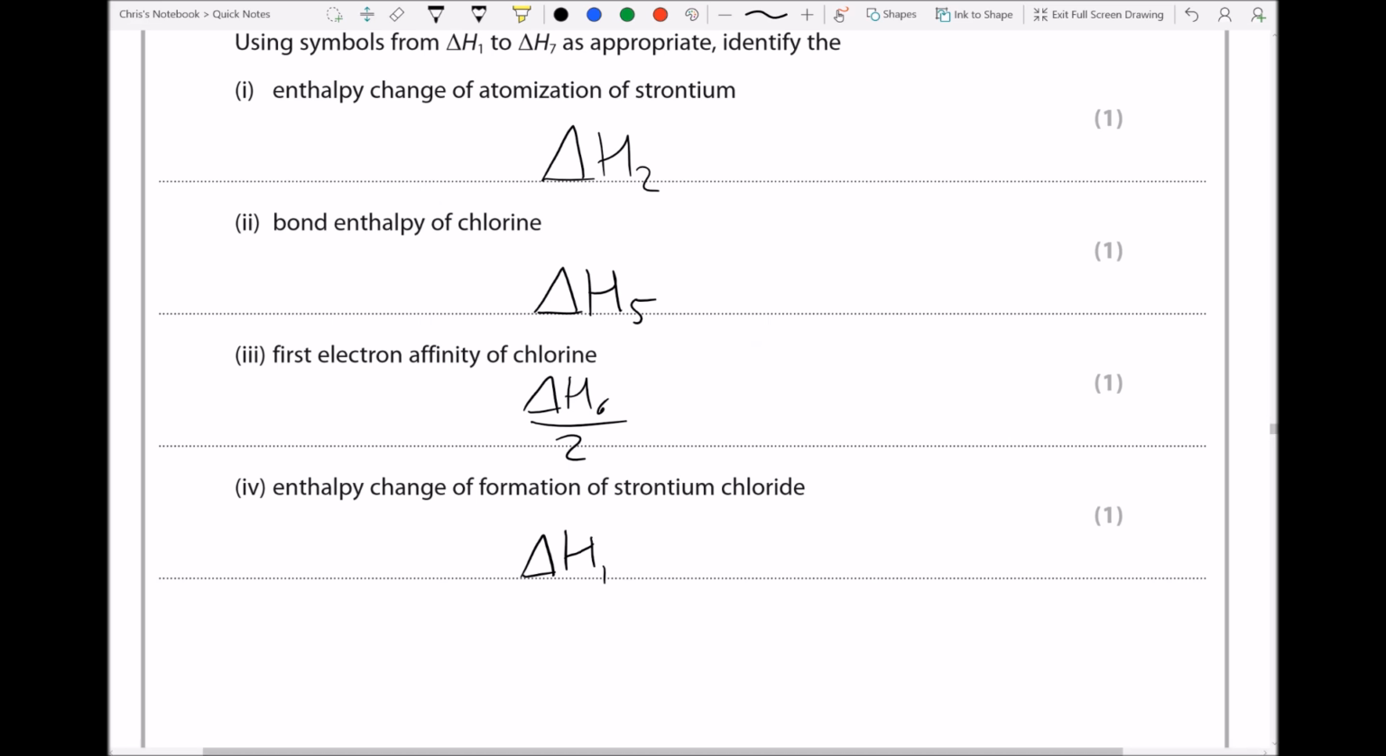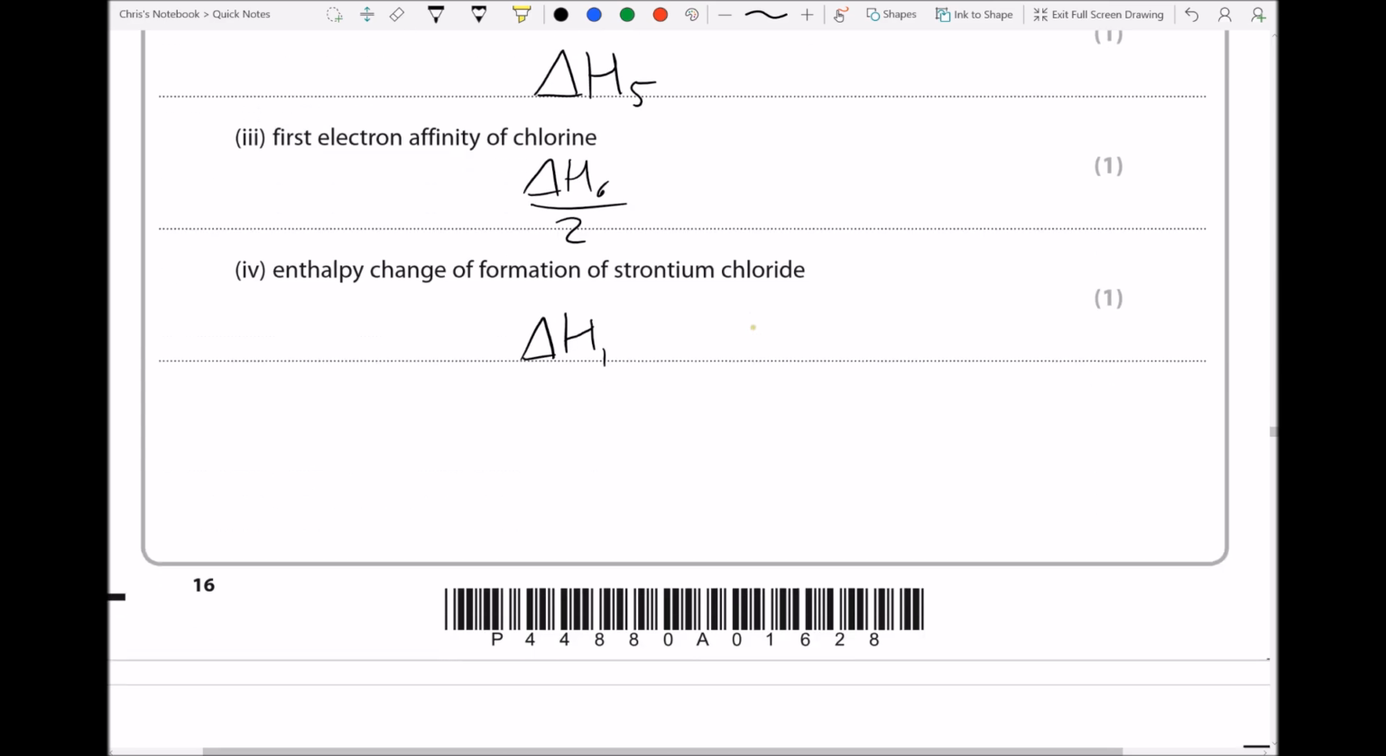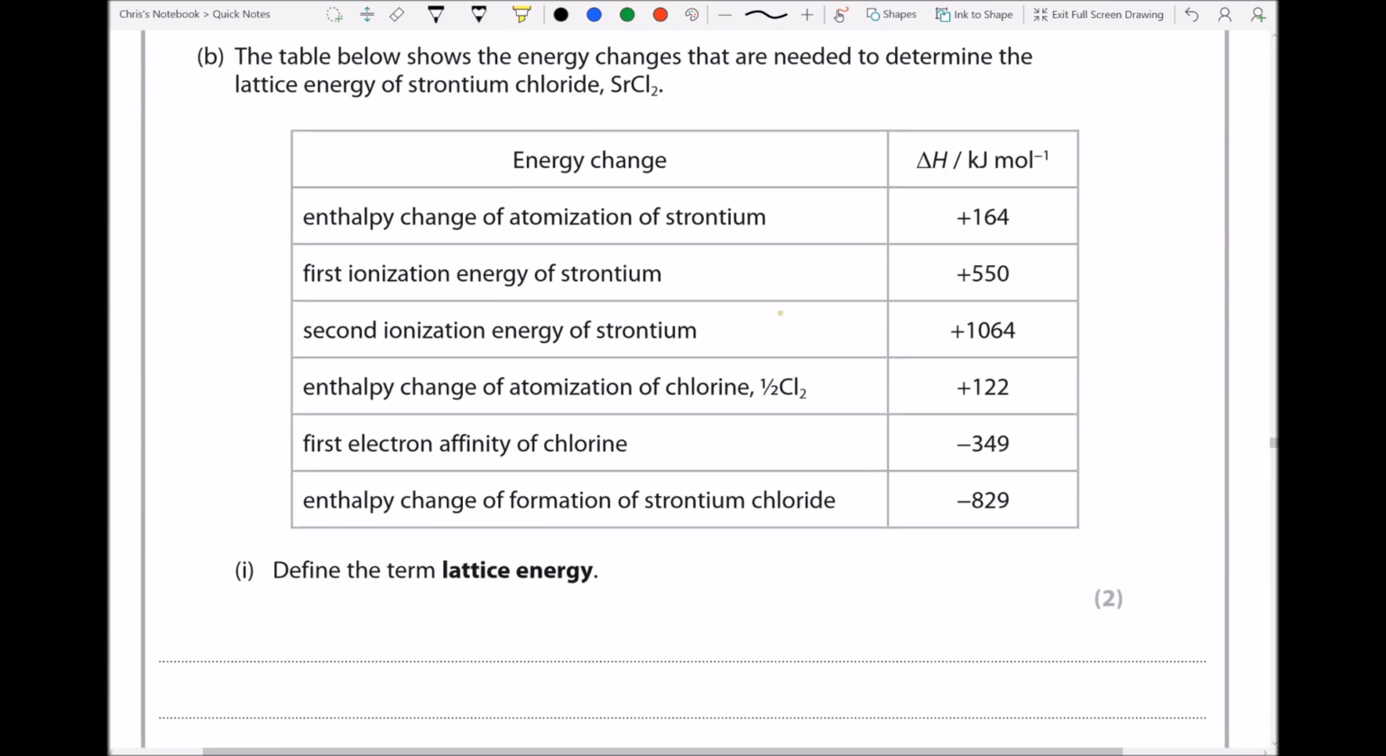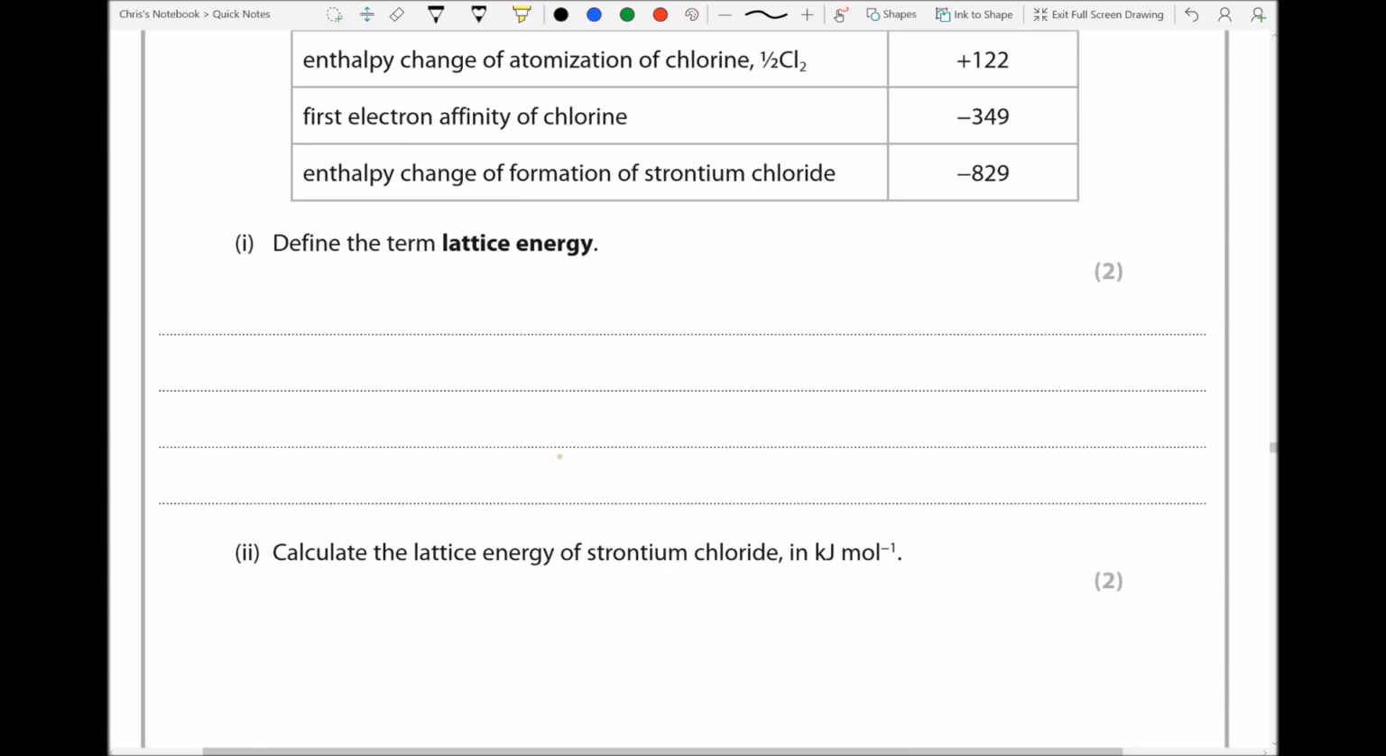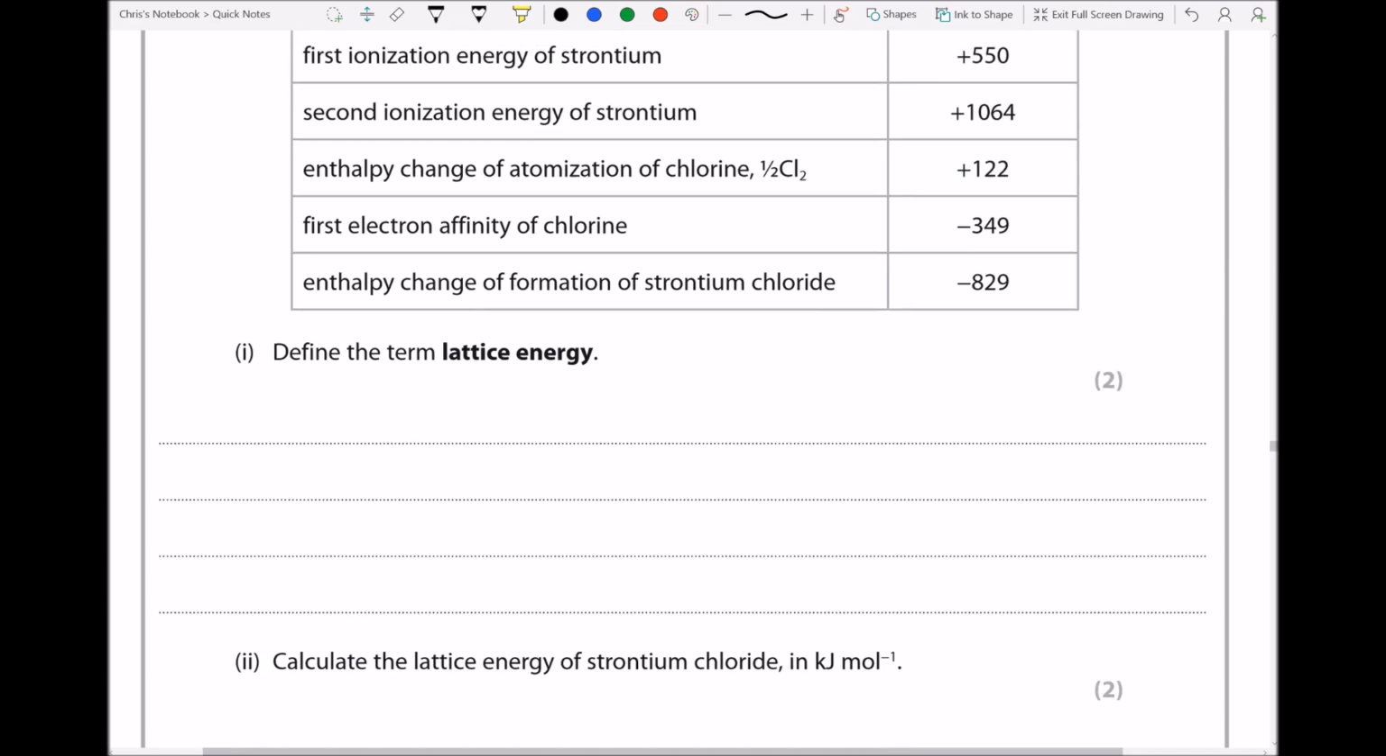Okay, so 4 marks for that. It's not too bad. A bit of understanding of, obviously, the Born-Haber cycle. Right, so the next bit is the table below shows the energy changes that are needed to determine the lattice energy of strontium chloride, SrCl2. Okay, so we've got loads of energy changes here. There's loads of numbers here. Okay, so we've got to define the term lattice energy. You need to remember these definitions, but it's the energy change for the formation of 1 mole of compound from its ions in the gaseous state. It's 2 marks. So let's write that down there, and I'll show you where the marks come in.